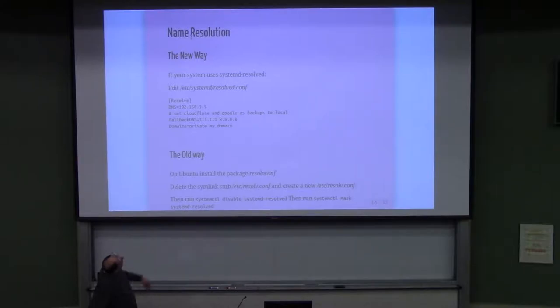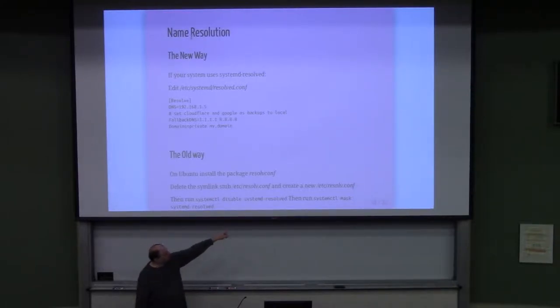And that's not a very hard configuration. If you want to go back to the old way, you need to install the resolvconf package, delete the symlink stub at /etc/resolv.conf, create a new /etc/resolv.conf, and then you need to mask systemd-resolved, because with these systemd services, a service that you don't want running, if you just disable it, can still be requested by another unit file. So the mask command is really useful here.